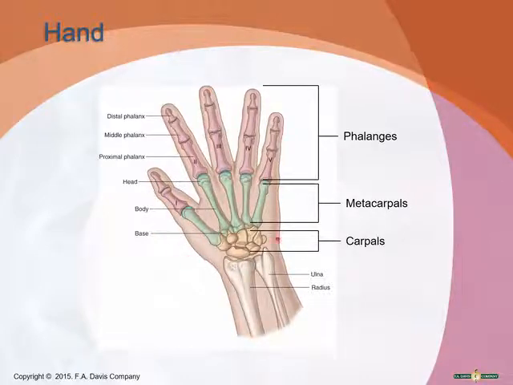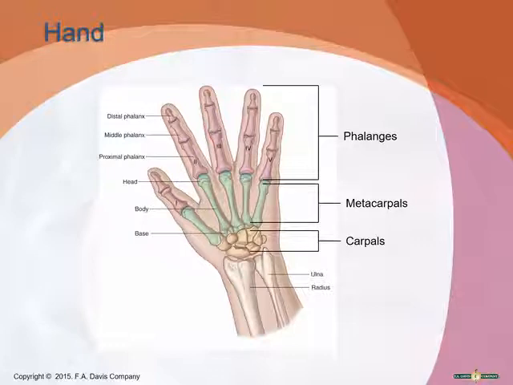Anyway, carpal bones in the wrist. Metacarpals are the ones that form the palm of the hand. And then the phalanges are the fingers. These are all phalanges. So the fingers, and you'll notice the thumb has 2 bones in there. All the rest of them have 3.